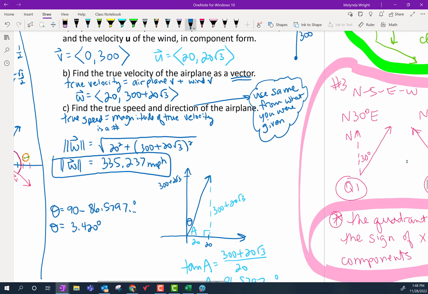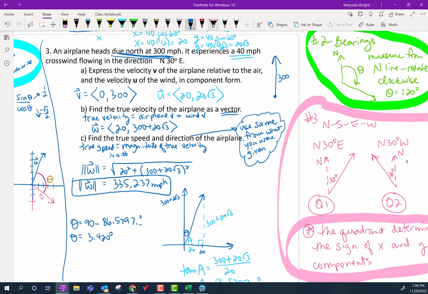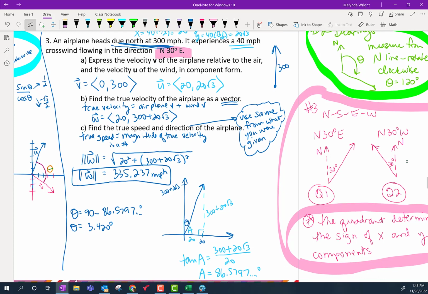So let's get it written properly. We need it to look like this right here. That's how they look. So that's still northeast, isn't it? It's in the first quadrant. That's still northeast. So we would say north 3.420 degrees east. That's our direction. And we're using north, south, east, west notation because that's what they gave us. Okay?